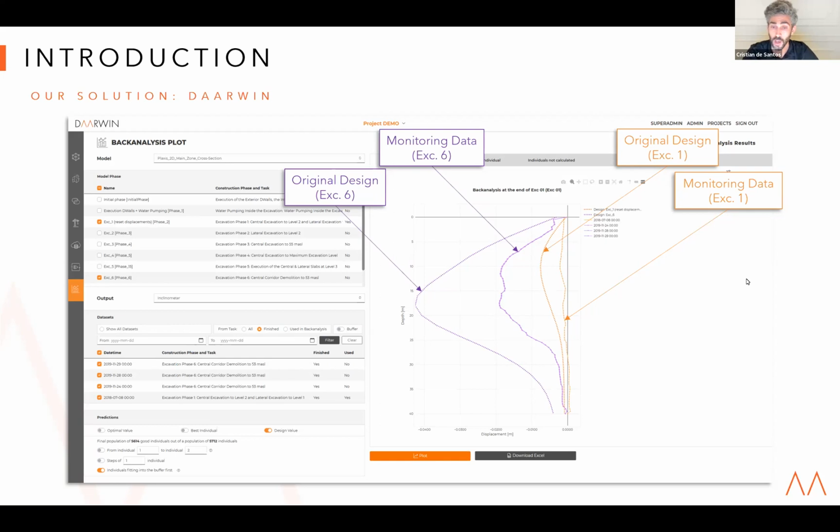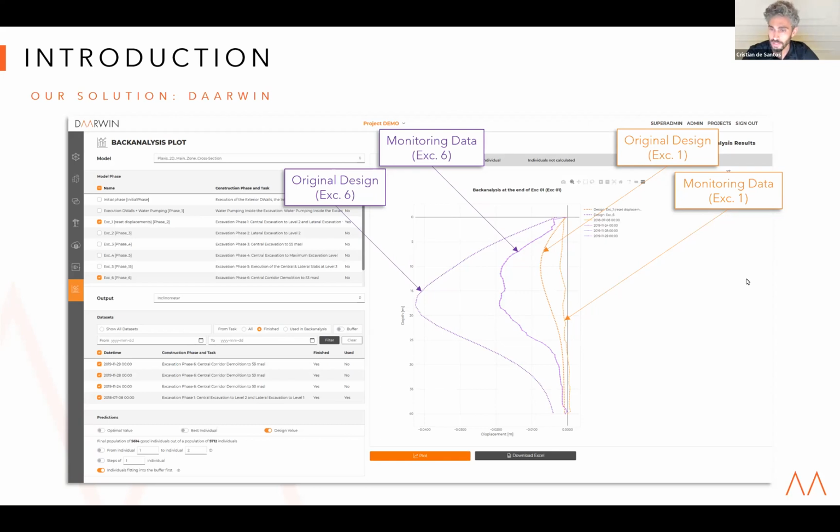So as you can see, we were expecting at the last excavation phase more than 40 millimeters of horizontal displacements, and what we got in reality was less than 20. So basically, we can see here that we were a bit over conservative regarding the stiffness of the ground. And at the end, we were using more material to support the ground in this particular project.